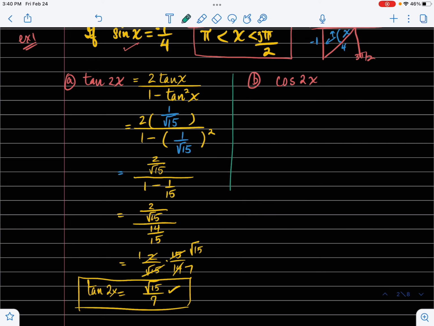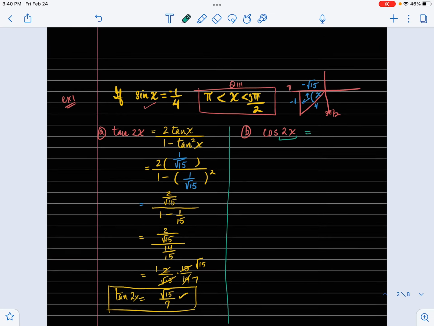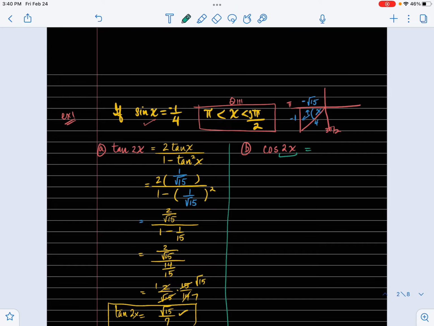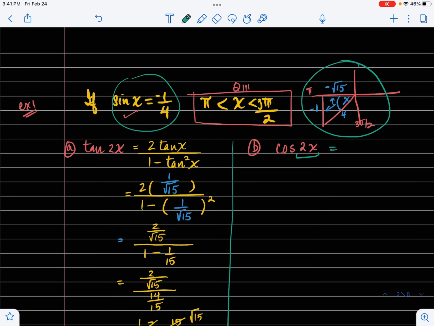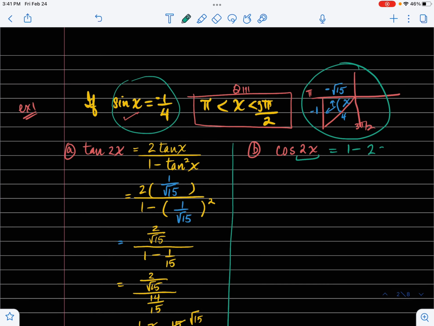Let me switch to part B. This one's asking to find the value of cosine of 2x. Again, identify that's a double angle. Cosine comes with 3 different formulas. Since I actually have the triangle, it really doesn't matter which formula I pick. But since the sine value is given, I'm going to pick the one that had just the sine value, the third formula. Once the formula has been picked, evaluate carefully.